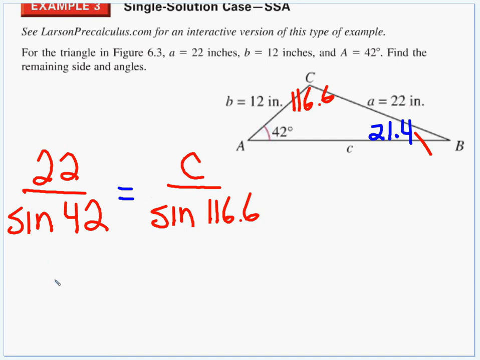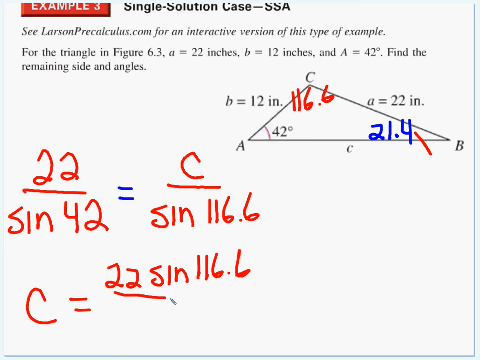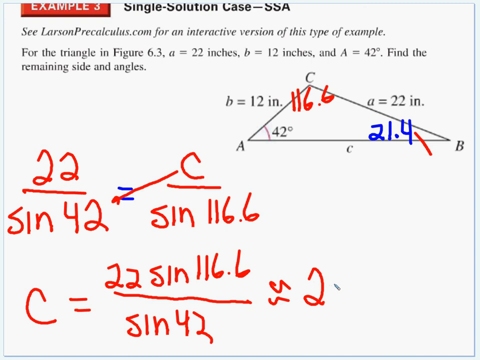And again, we're going to cross multiply and get C by itself. So C is going to equal the other diagonal, 22 times the sine of 116.6. And we're going to divide that by what was across from C, the sine of 42. And if we punch that carefully into our calculator, we're going to get side C is approximately 29.4.